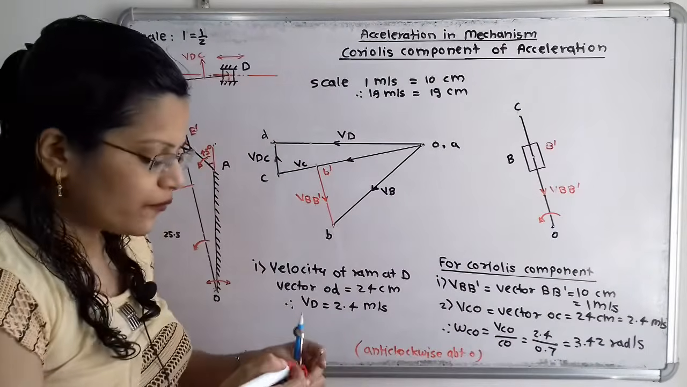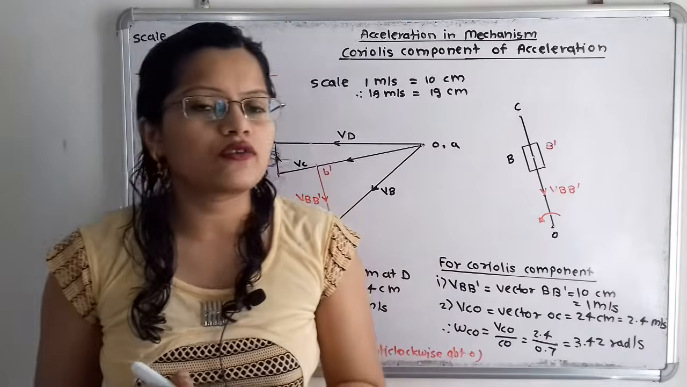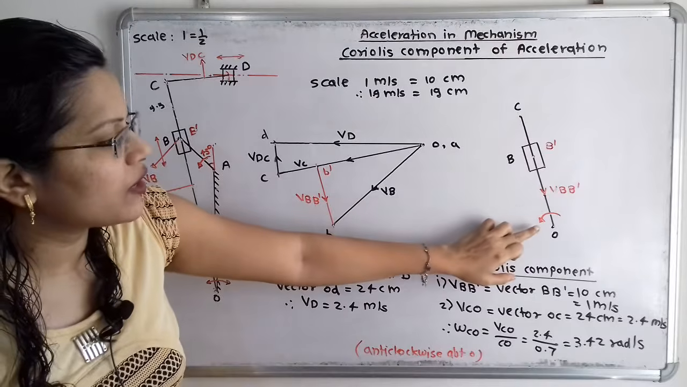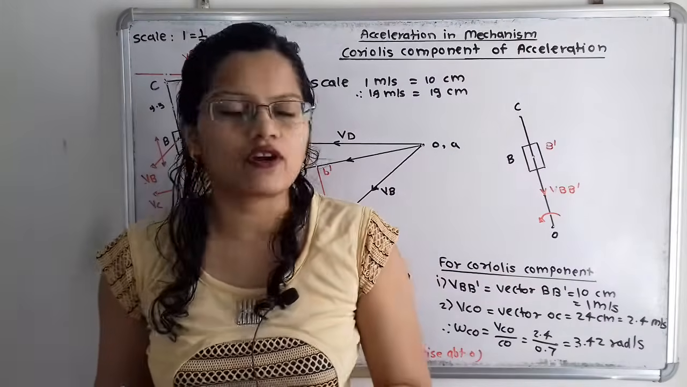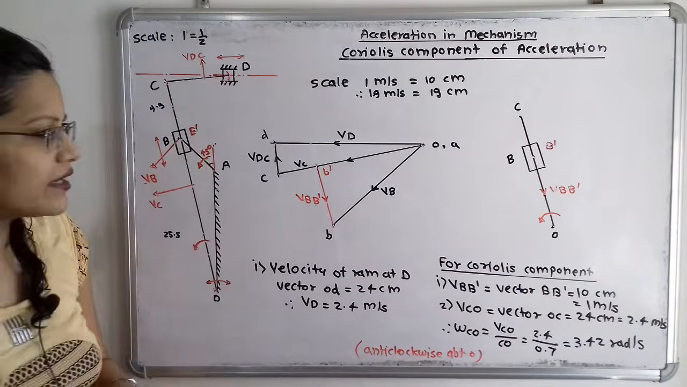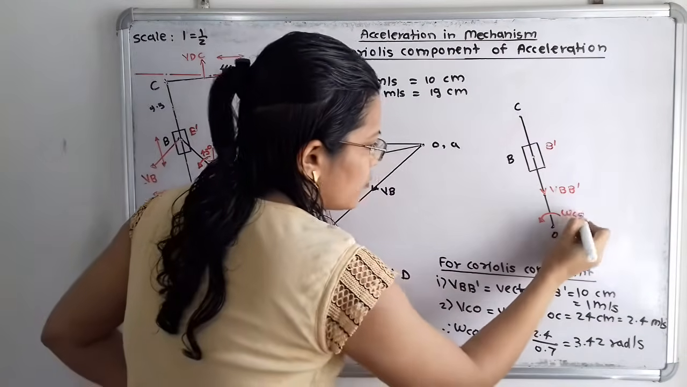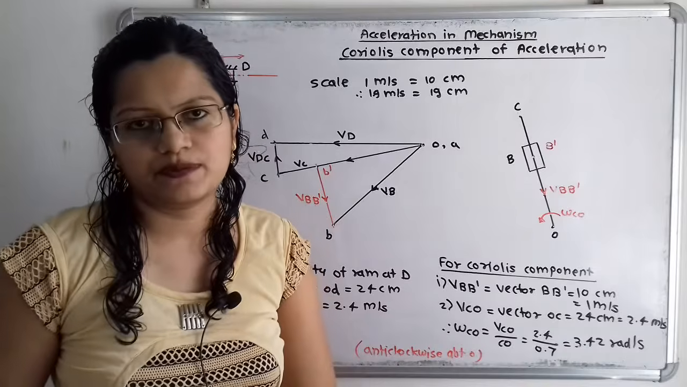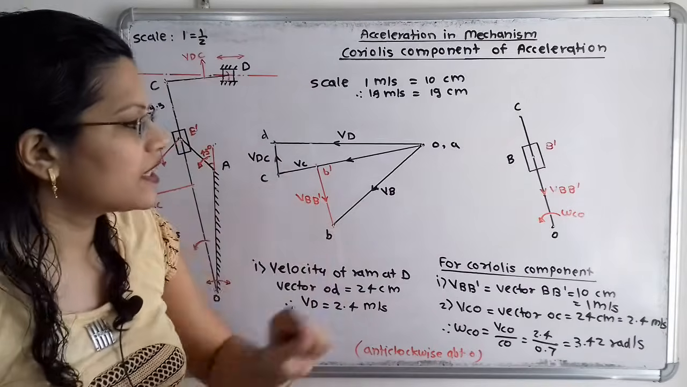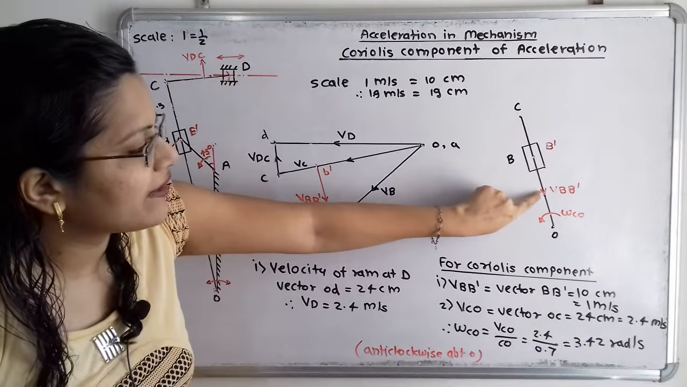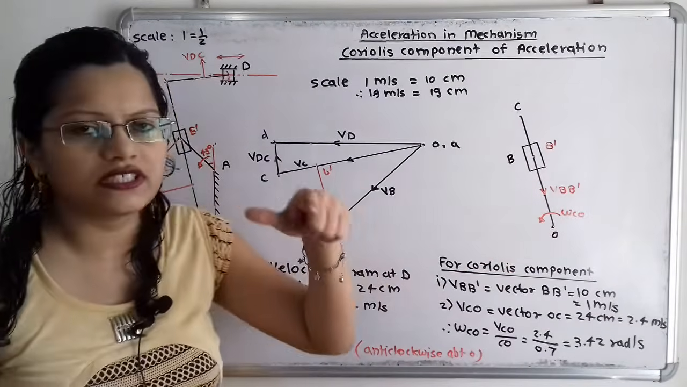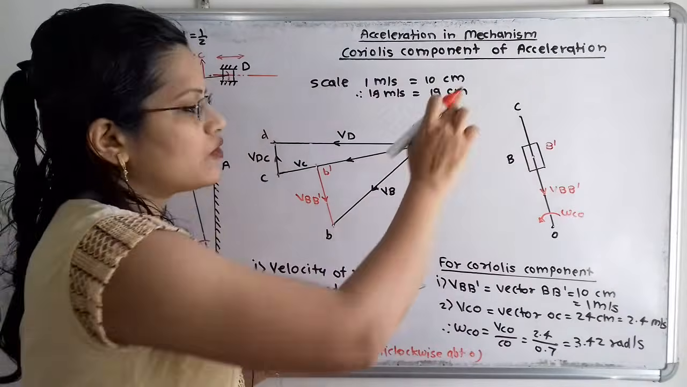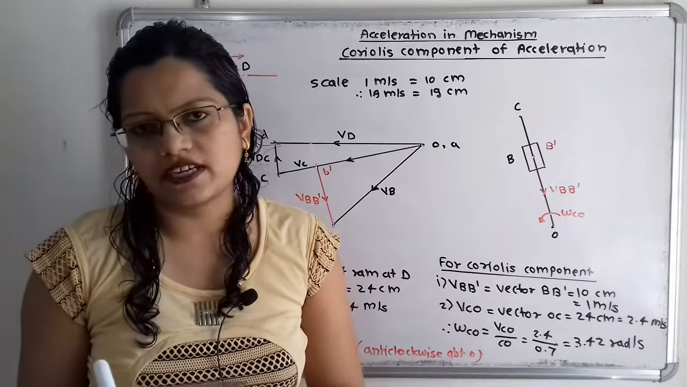Now we have to transfer this direction to the diagram, that is, for the Coriolis component of acceleration. We have to find the direction of the Coriolis component of acceleration from the direction of the linear velocity as well as the direction of the angular velocity omega CO. If we observe here, when this linear velocity is in the downward direction and the angular velocity is anti-clockwise, then we have to draw the Coriolis component of acceleration towards the right hand side.